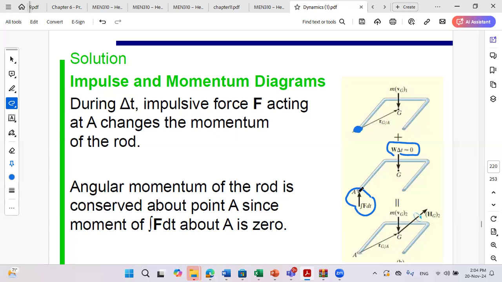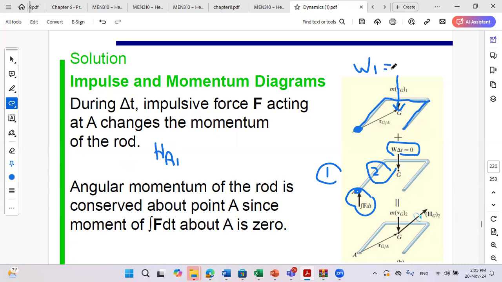Now we need to evaluate the angular momentum at state 1 and at state 2. First, let us consider state 1. At state 1, the rod was doing translation, so we just have the vector mVG1. To compute the angular momentum about A, HA at state 1 is only due to the translational component, since omega 1 is 0.